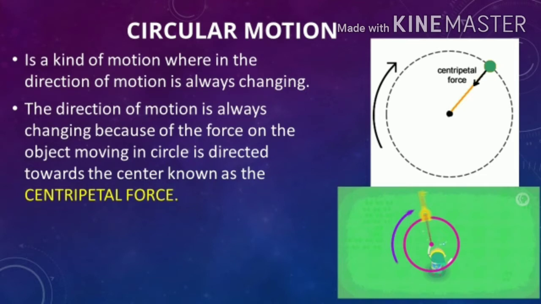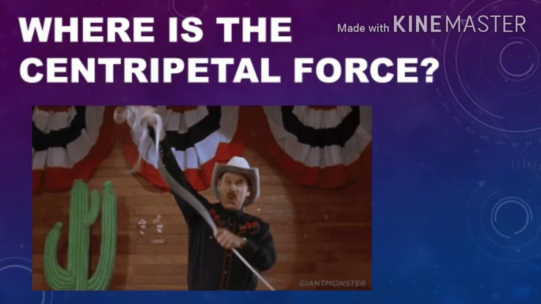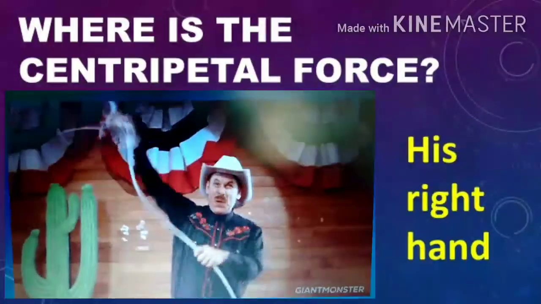Centripetal force gives the circular motion of an object. Without it, an object will not move in a circular path. The centripetal force gives centripetal acceleration on the object, which is also towards the center. Where is the centripetal force? The centripetal force is the man's right hand.